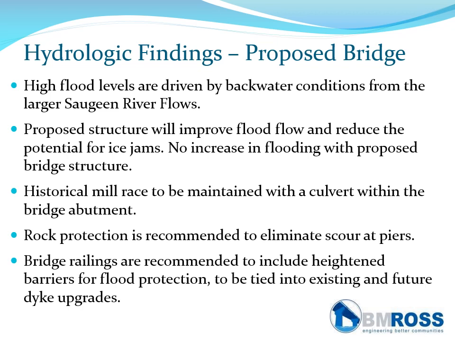The historic mill race is going to be maintained, and we could handle that flow with a culvert in behind the abutment of a new bridge. Rock protection, erosion protection has to be provided to prevent scour due to higher flow velocities, which actually happen at lower flow levels. And the bridge railings are going to have to be solid panels in some areas, or up to a certain level, in order to give us that flood protection so that the bridge isn't a weak point in the dike system.